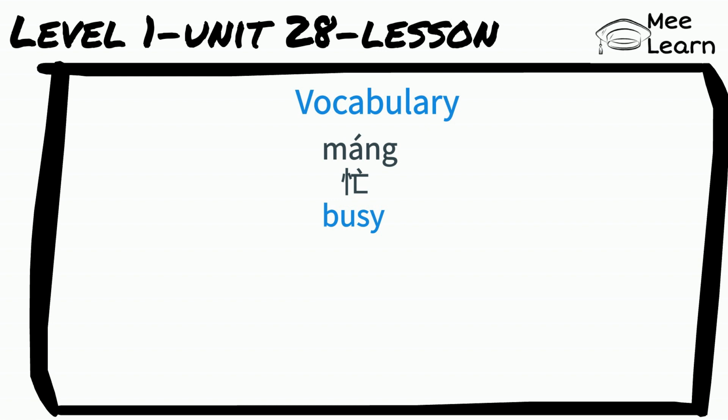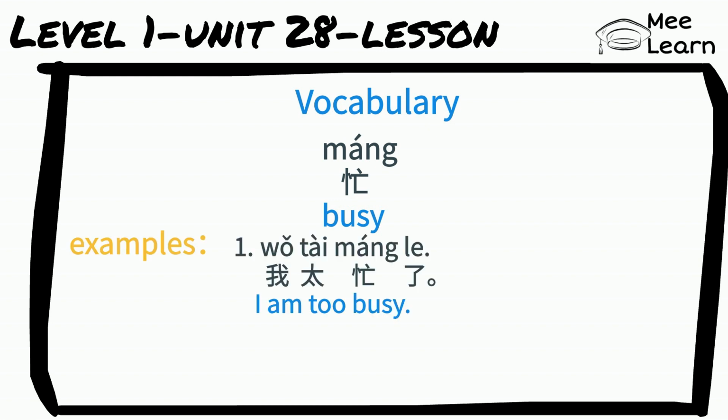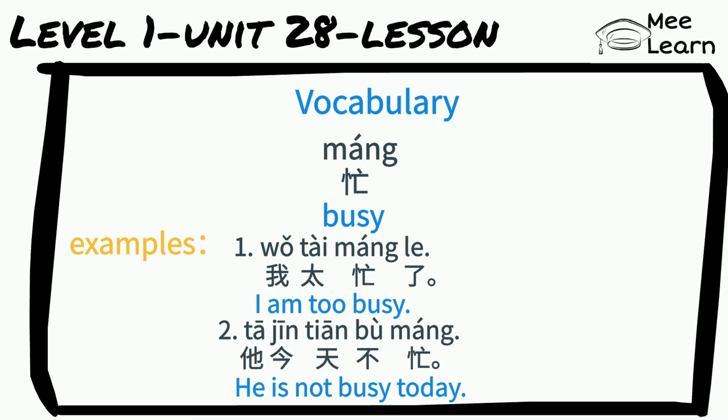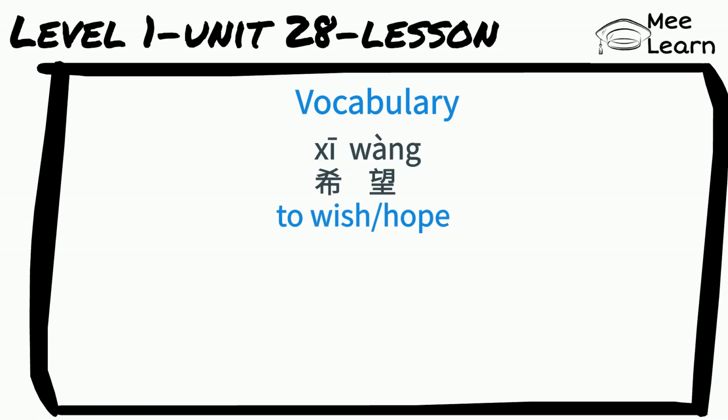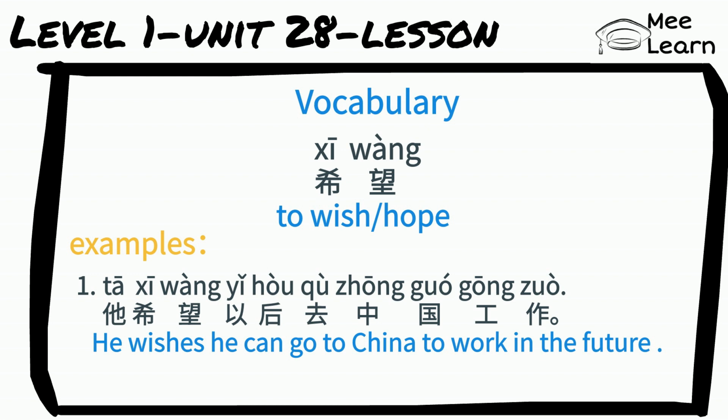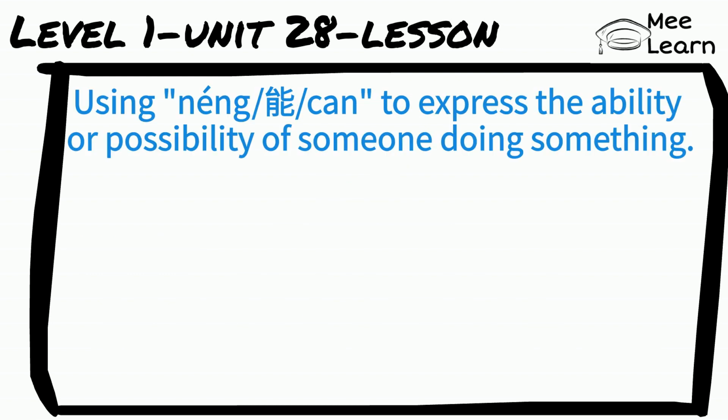忙, busy. For example, 我太忙了。I'm too busy. 他今天不忙。He's not busy today. 希望, to wish, to hope. For example, 他希望以后去中国工作。He wishes he can go to China to work in the future.